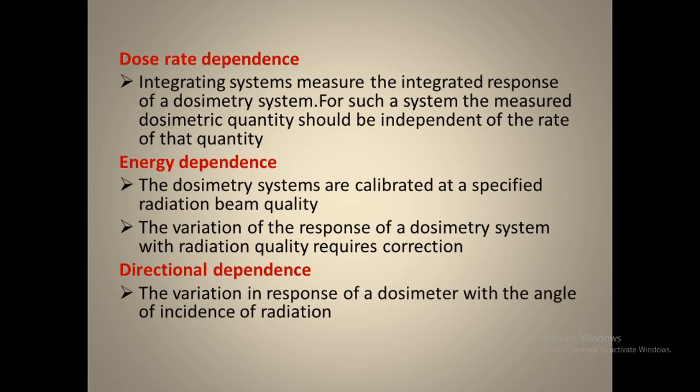Next is about directional dependence. The variation in response of a dosimeter with the angle of incidence of radiation is known as the directional or angular dependence of the dosimeter. Dosimeters usually exhibit directional dependence due to their constructional details, physical size, and energy of the incident radiation.